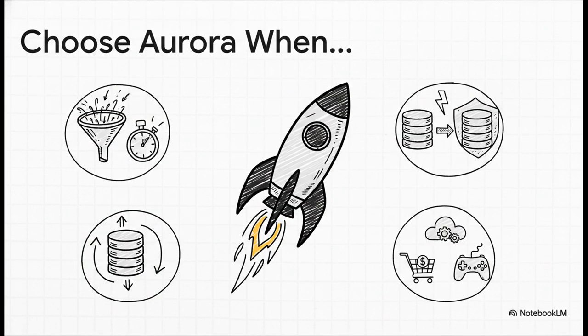And you're going to choose Aurora when performance and scale are totally non-negotiable. Your app needs to handle just insane amounts of traffic with super low latency. It needs to scale its storage without you even thinking about it. And it needs to survive a failure with almost no downtime. So think big. E-commerce sites, big SaaS platforms, and online gaming.